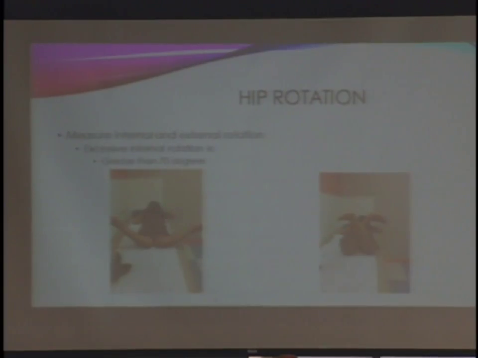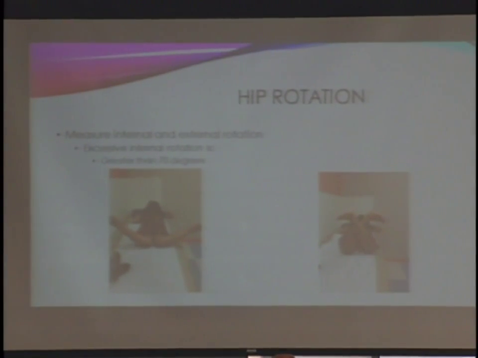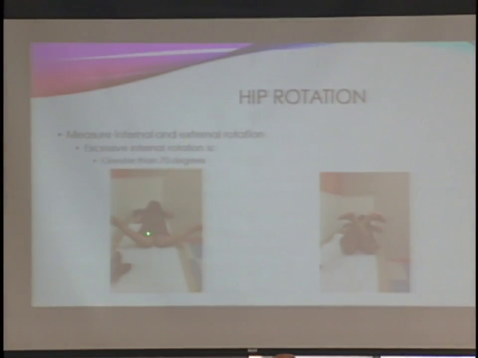So you also want to look at hip rotation, and the ones that you want to focus on when you're evaluating intoeing are the internal rotation of the hip and the external rotation of the hip. This is the internal rotation, which is the main focus for femoral anteversion, and anything really greater than 70 degrees is excessive. And this right here is external rotation.